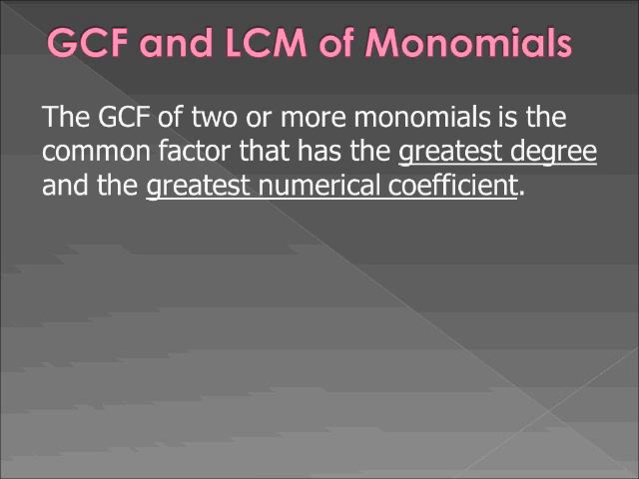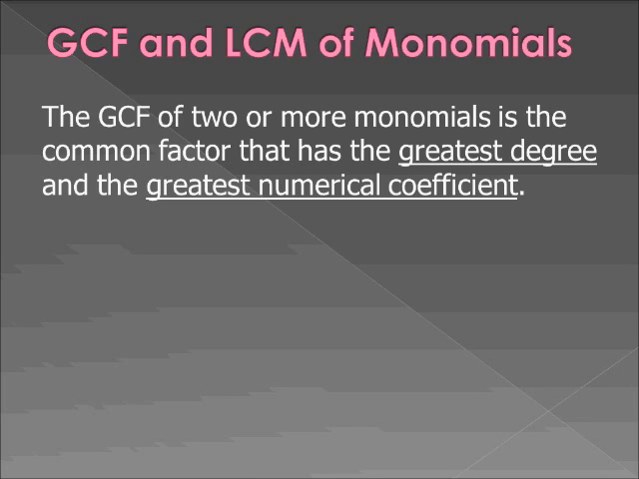Alright, now that we've mastered the GCF and LCM of numbers and integers, now we are going to add letters. And really, this makes it seem more complicated, but it's not really that much more difficult. The GCF of two or more monomials is the common factor that has the greatest degree and the greatest numerical coefficient. Remember what we talked about with degree when we looked at the exponents. It's the one with the highest exponent.